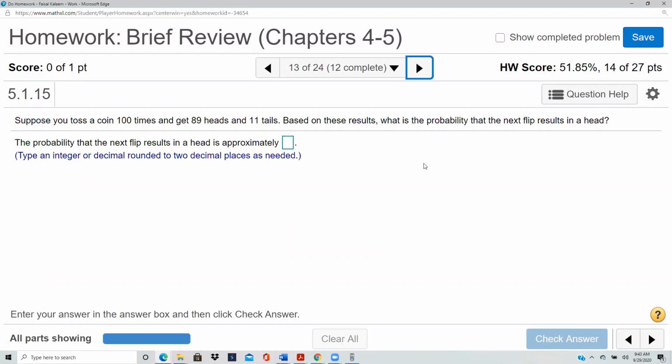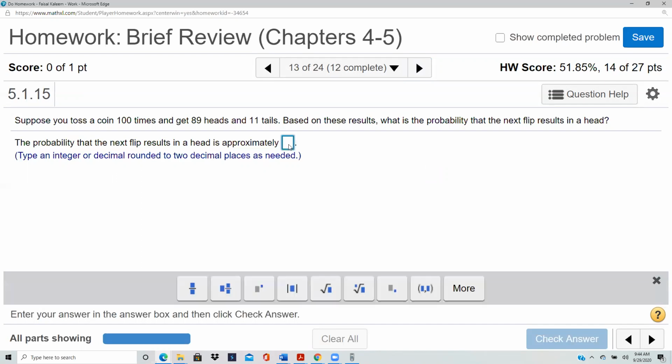Suppose you toss a coin 100 times and get 89 heads and 11 tails. Based on these results, what's the probability that the next flip is a head? It seems it's a very long-worded problem, but it's pretty straight answer. If you have 89 heads out of 100, what's the probability of a head? 0.89. What did you do? 89 divided by 100. Right.